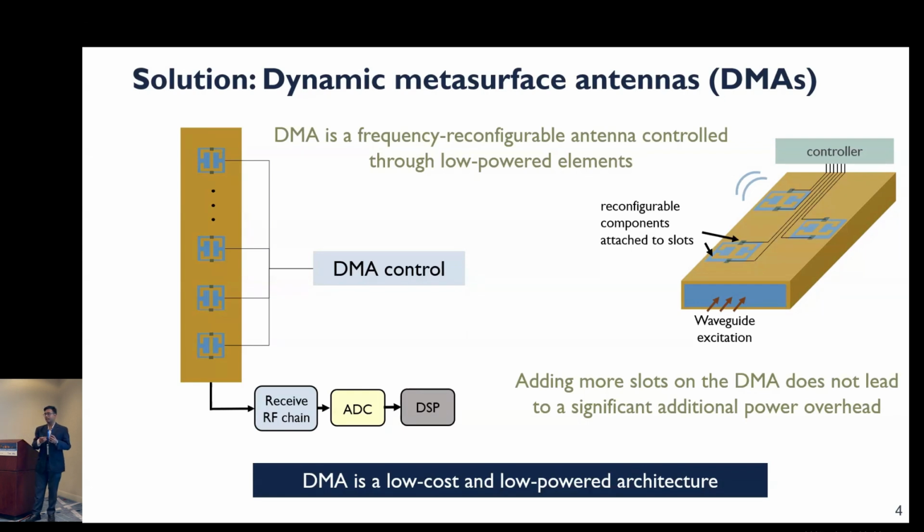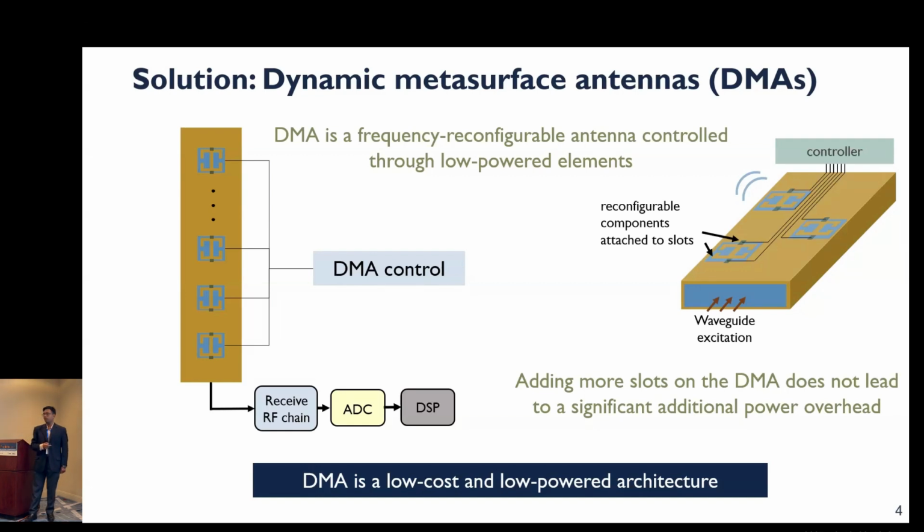In a garden hose, we have multiple knobs where you can change the water flow level. Similarly, here we can change the electrical length of these slots by tuning the resonant frequency through some low-powered electronics like varactor diodes or PIN diodes, which are controlled through this DMA controller. The second benefit is that adding more slots on the DMA does not lead to any significant additional power overhead. So we want to use these benefits of a DMA to make ad hoc networks more energy efficient.